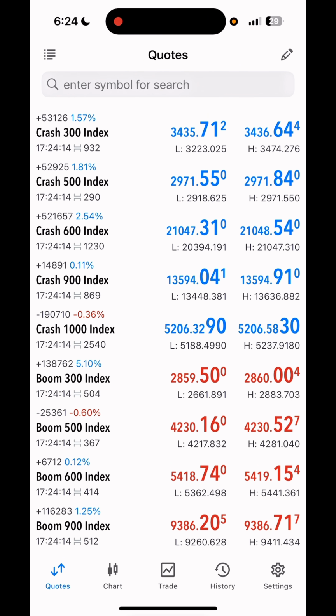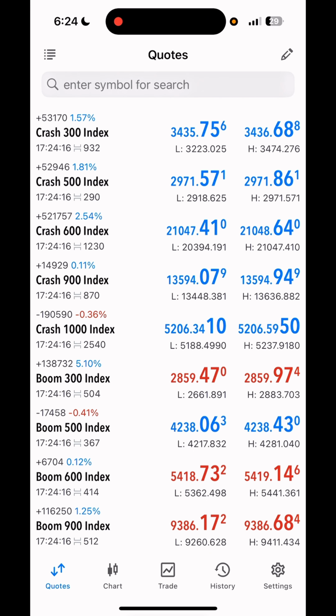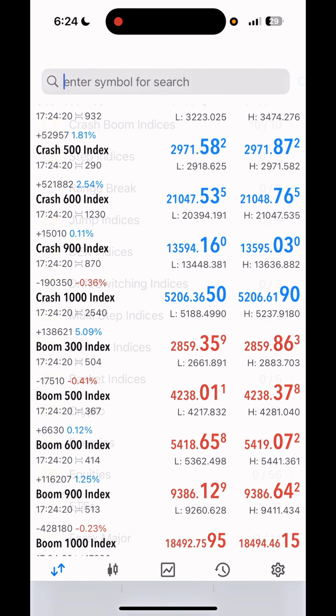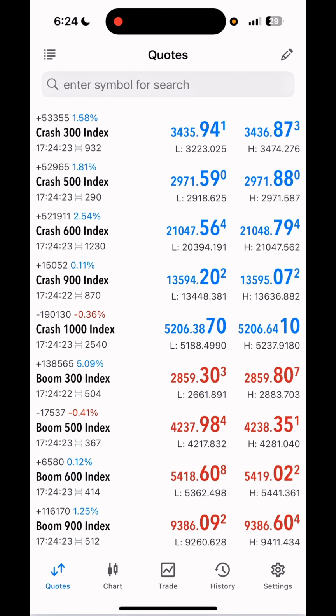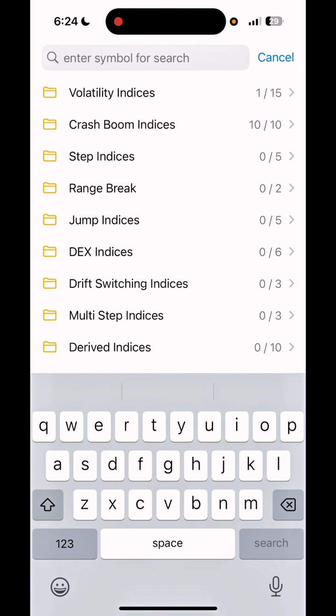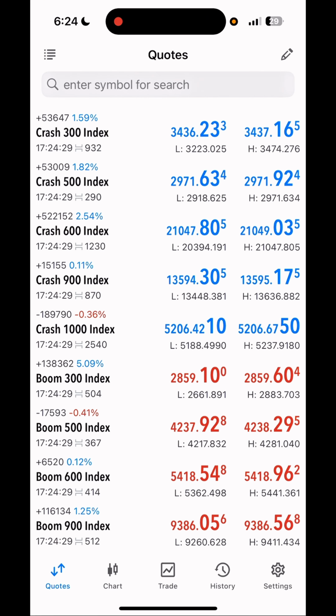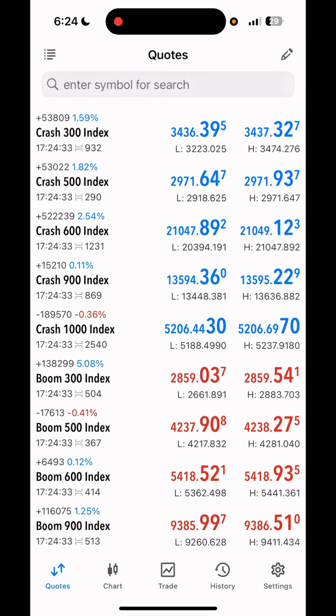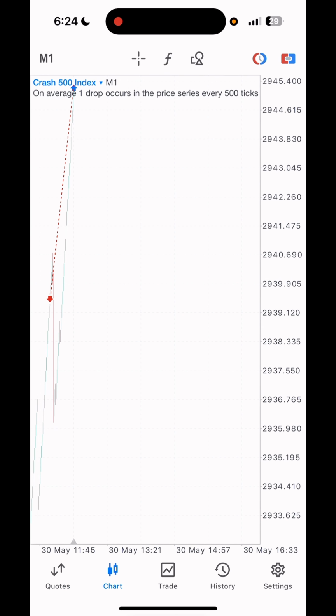All right, so you need to place this by clicking at this pencil icon right there, then you insert what you need. Okay, when you click on this search bar right here, you see boom and crash, you see crash indices, you see step index, you see volatility indices. Okay, then you add them into your trading MT5. Okay, then when you're done with that, you go over to your chart, right?